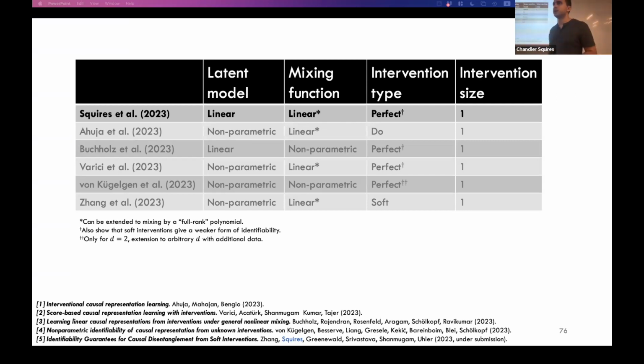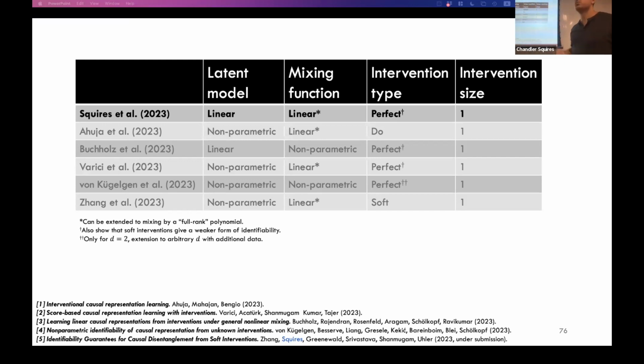So beyond what types of models in latent space and what mixing functions we consider, something else to pay attention to is what types of interventions these different works consider. Highly recommend having Jachi here sometime to talk about this work, which actually works for soft interventions, which I think so far is the only one that works for that.